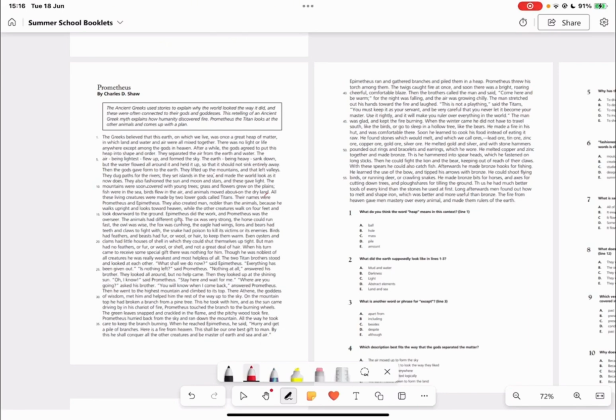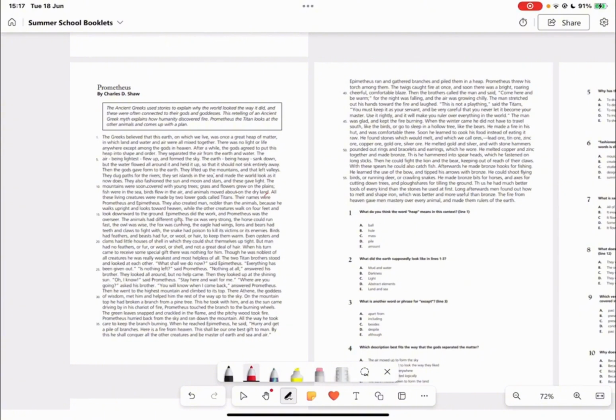But man had no feathers or fur or wool or shell, and not a great deal of hair. When his turn came to receive some special gift, there was nothing for him. Though he was the noblest of all creatures, he was really weakest and most hopeless of them all.